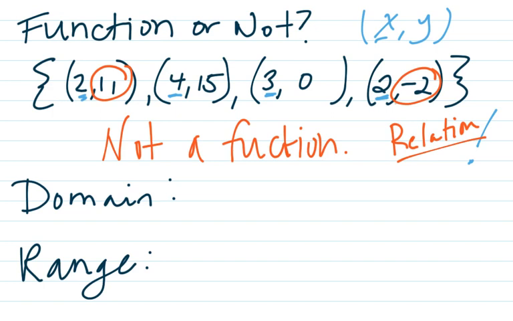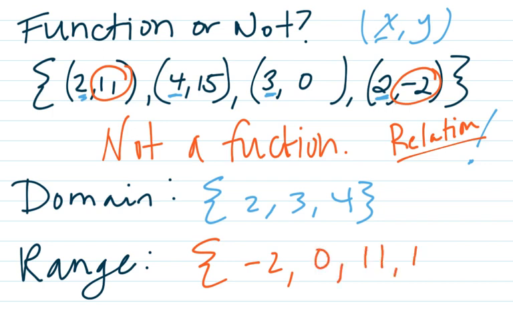A relation can also have a domain and a range. So the domain in this relation would be our x values. So we have 2, 3, and 4. And the range would be the y values. So that would be -2, 0, 11, and 15. Now here's a clue that this is not a function. If your domain is smaller than your range, then that's a clue that something has doubled up. And therefore, we can assume that we don't have a function. That's when we're looking at these functions in terms of ordered pairs.